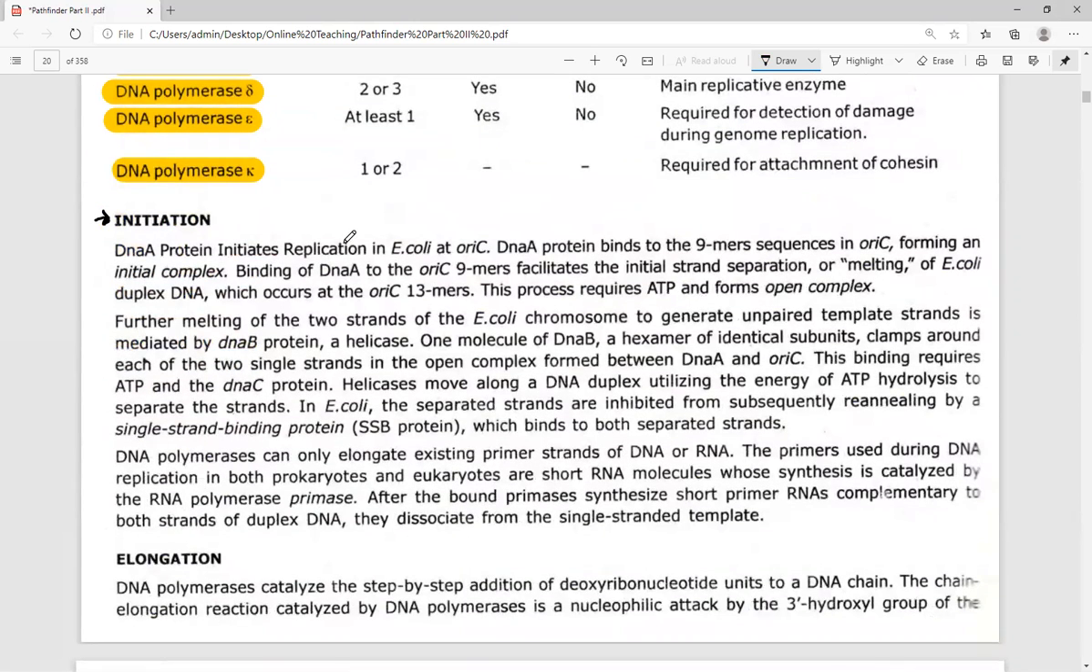DNA A proteins initiate replication in E. coli at a particular point, which is referred to as the oriC of E. coli. This oriC, which represents the origin of replication in E. coli, consists of two different sequences. One is called the 9-mer sequence, another is referred to as the 13-mer sequence. I have already told you that binding of DnaA to the oriC facilitates the initial strand separation, also referred to as melting.